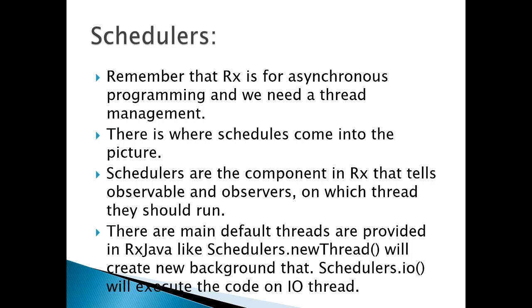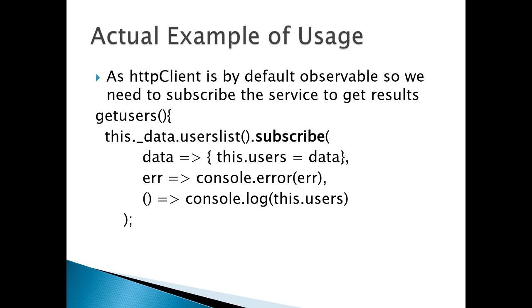There are some default threads provided in RxJava, like Schedulers.newThread, which will create a new background thread, and Schedulers.io, which will execute the code on the IO thread. So there are different threads that are working, and those threads will work according to the observable's data emission, passing that data to our observers. So scheduler is the main scheduling task handler, which takes the data from our observables and provides it to the observers.